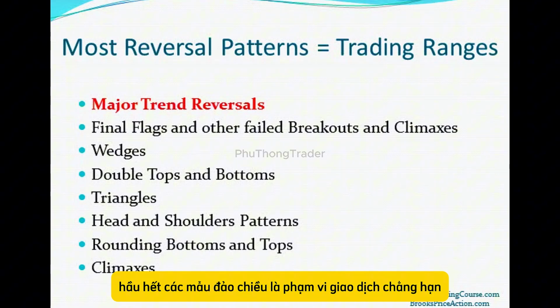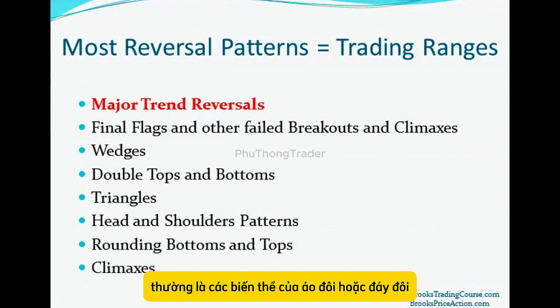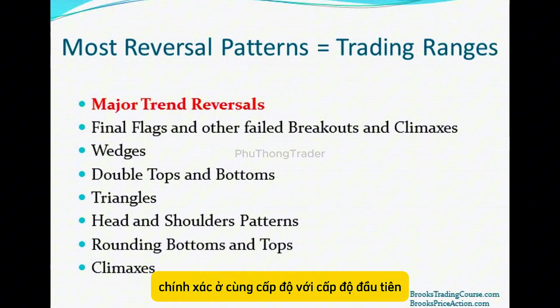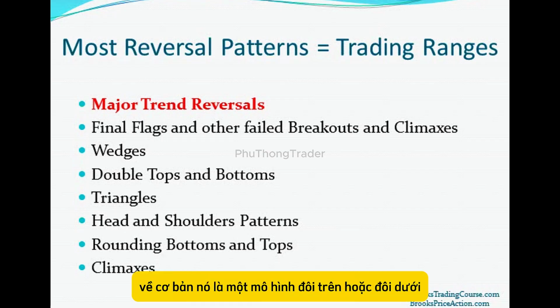Most reversal patterns are trading ranges. For example, double tops, head and shoulders tops and bottoms, rounding tops and bottoms, wedges, final flags, and major trend reversals are usually variations of double tops or double bottoms, where the second top or bottom is not necessarily exactly at the same level as the first, but functionally it's basically a double top or a double bottom pattern.